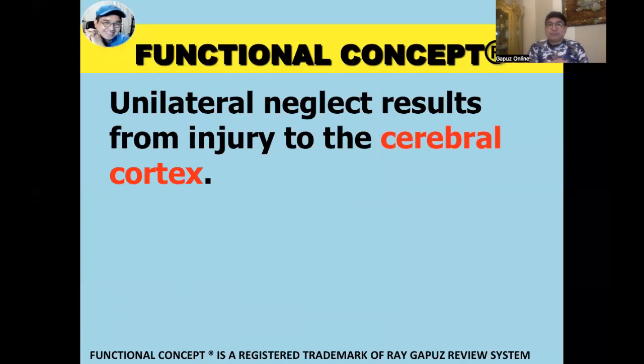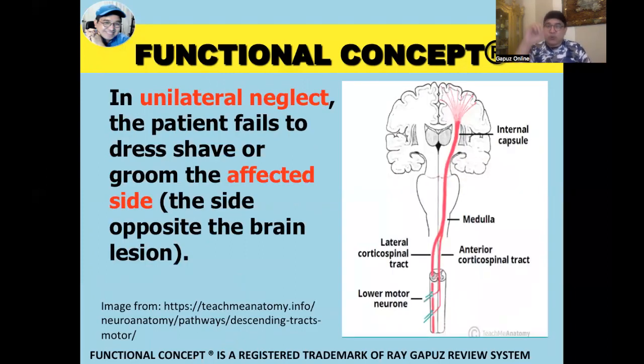Okay, now, what is unilateral neglect? So unilateral neglect results from injury to the cerebral cortex. So in unilateral neglect, the patient fails to dress, shave, or groom the affected side, which means the side opposite the brain lesion. So we have here an illustration. For example, if we have a lesion or stroke on the right side of the brain, okay? So what happens is that the right face will be affected, and look at this area at the junction of the medulla and the spinal cord. That's where spinal decussation occurs.